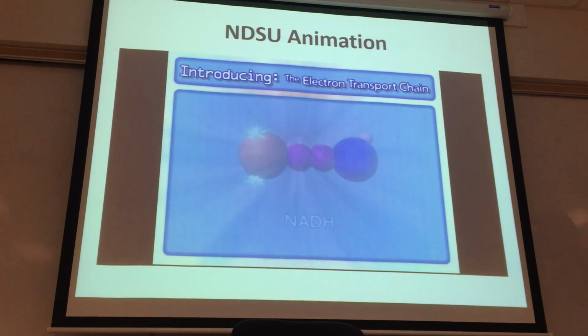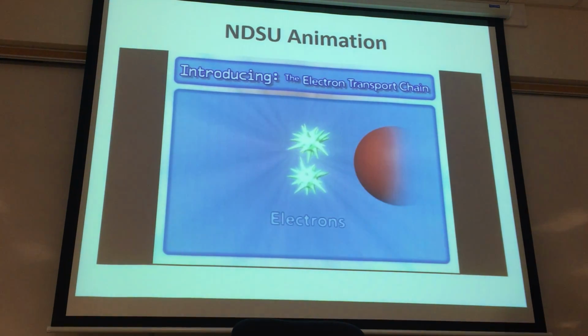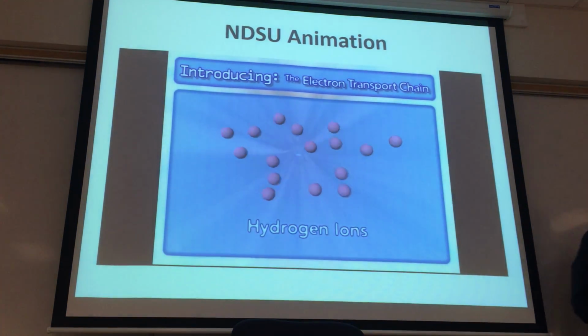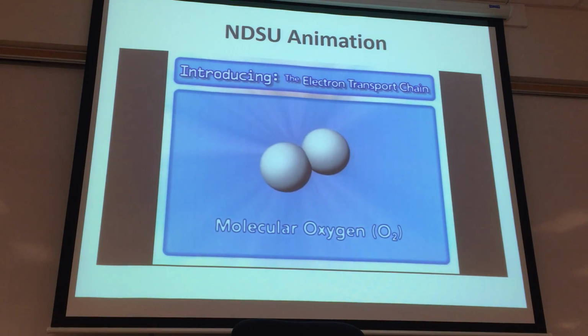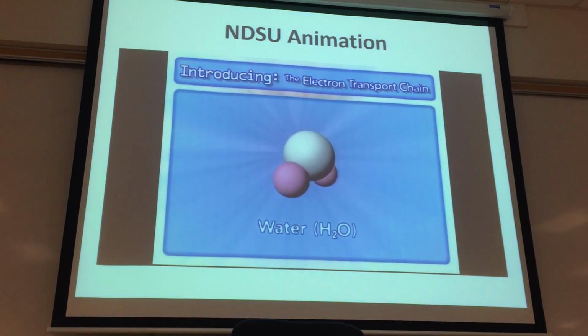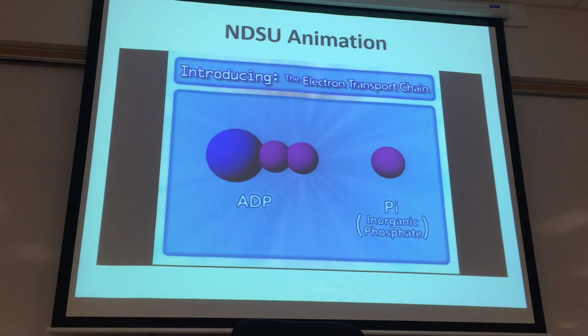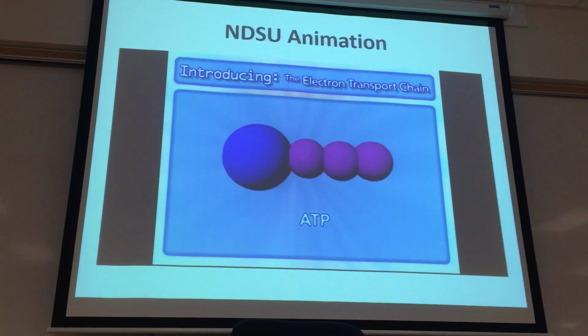Other key components in this process are NADH and the electrons from it, hydrogen ions, molecular oxygen, water, and ADP and phosphate, which combine to form ATP.